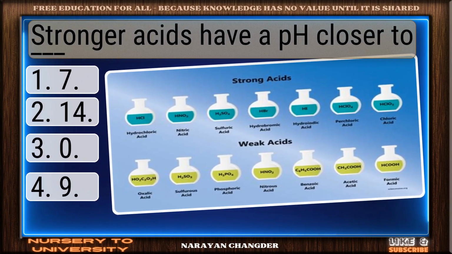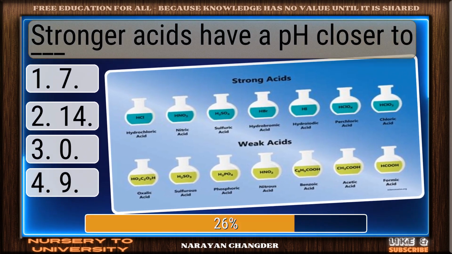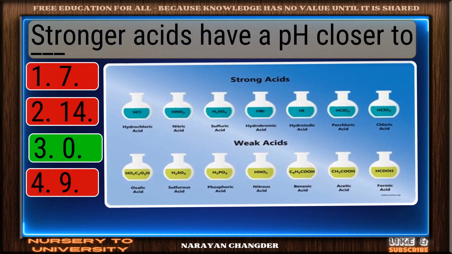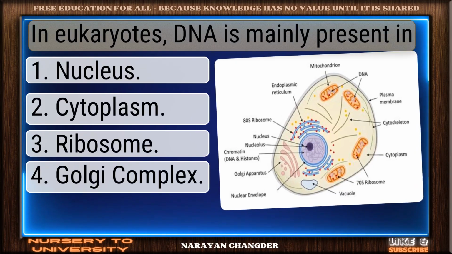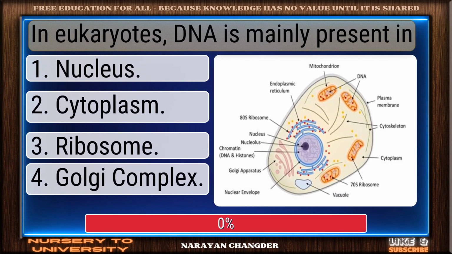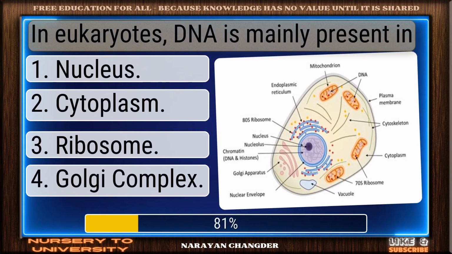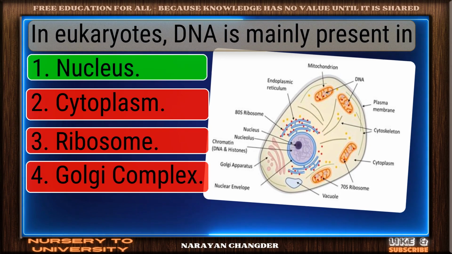Question number 9. Stronger acids have a pH closer to dash. Sharp thinking. Zero is the right choice. Question number 10. In eukaryotes, DNA is mainly present in. You chose nucleus, and it is correct.